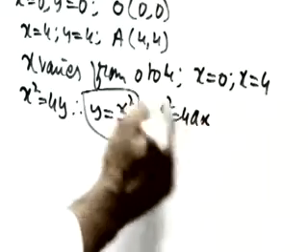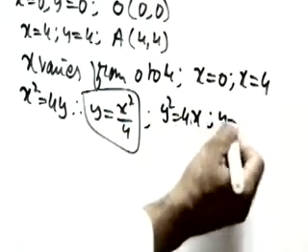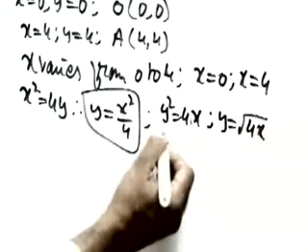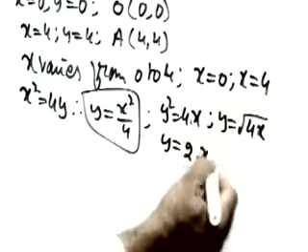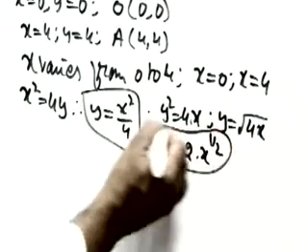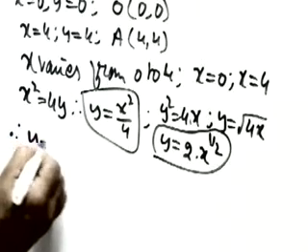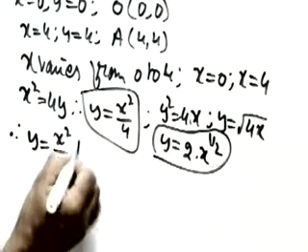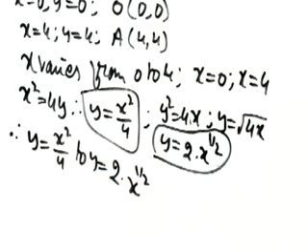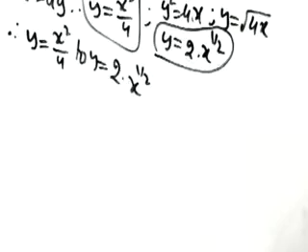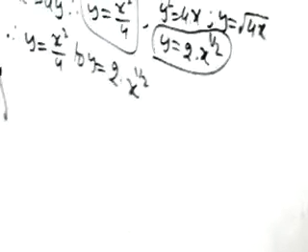Similarly, y square equals to 4x. You take out the square root, y will become root of 4x. We can write like this, y equals to root 4 is 2. Now if you take the root of x, it will become x power 1 by 2. So this will be the upper limit. Therefore y goes from x squared by 4 to y equals to 2 into x power 1 by 2. Now how to proceed? Let me first take the values of x.